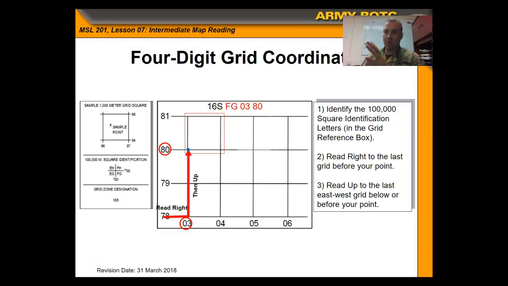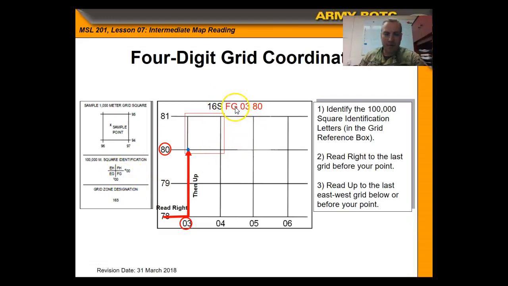If that map is broken up into different sections, like say if you're going to have different 100,000 meter grids or squares that meet at some point on that map, you need to look over here at this 100,000 meter square identification and make sure that you are in the right portion of that map that follows with whatever your square identification letters are. So for this case, you'd be in the bottom right-hand corner of this map.